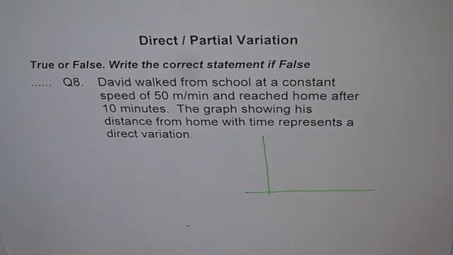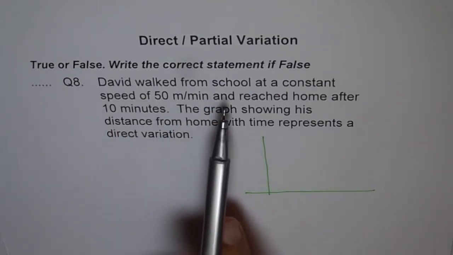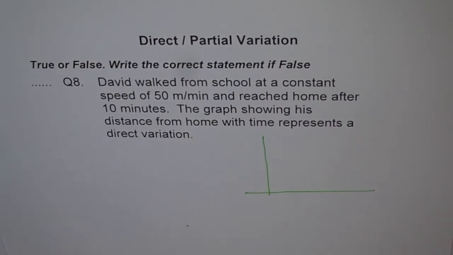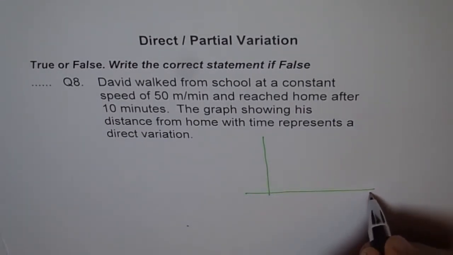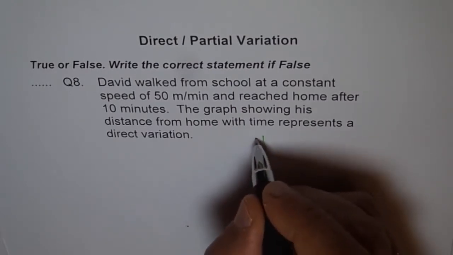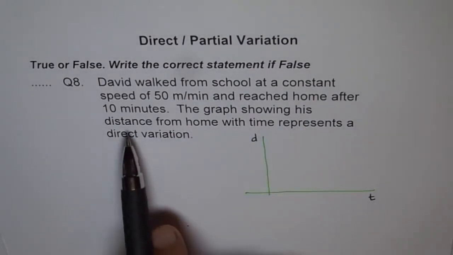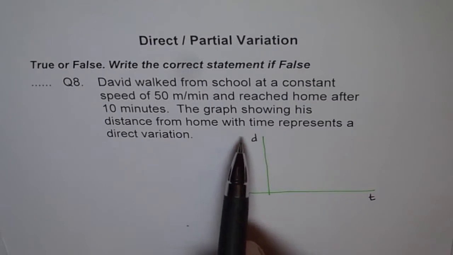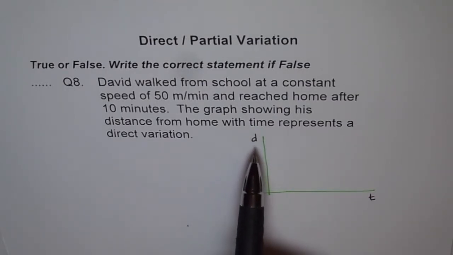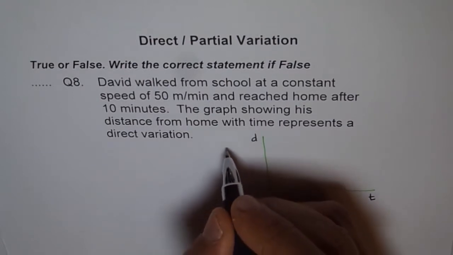So for this, try to make a graph. Make a rough sketch. When I say graph, I really don't mean a perfect graph. Just a rough sketch is good enough, right? So here David walked from school at a constant speed of 50 meters per minute and reached home after 10 minutes, right? Okay, so that means we have time on one axis and distance on the other, correct? Distance is dependent on time here, right? The graph showing his distance from home with time represents direct variation. So this distance is from home.